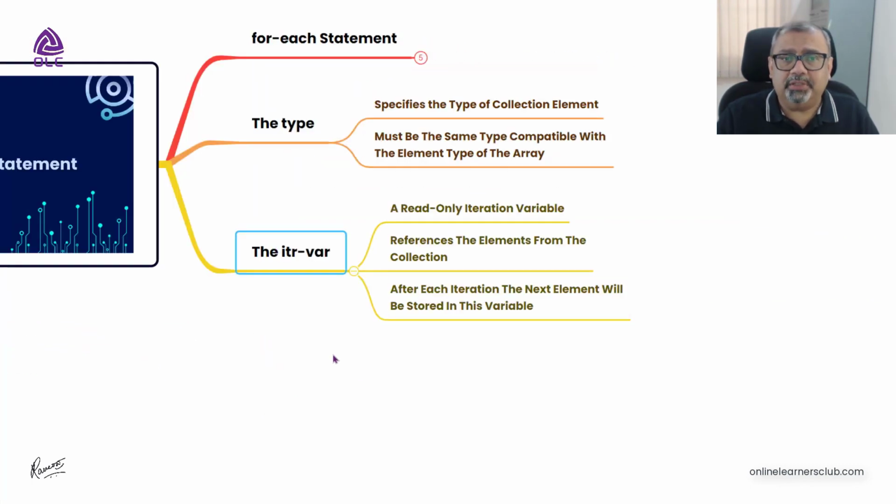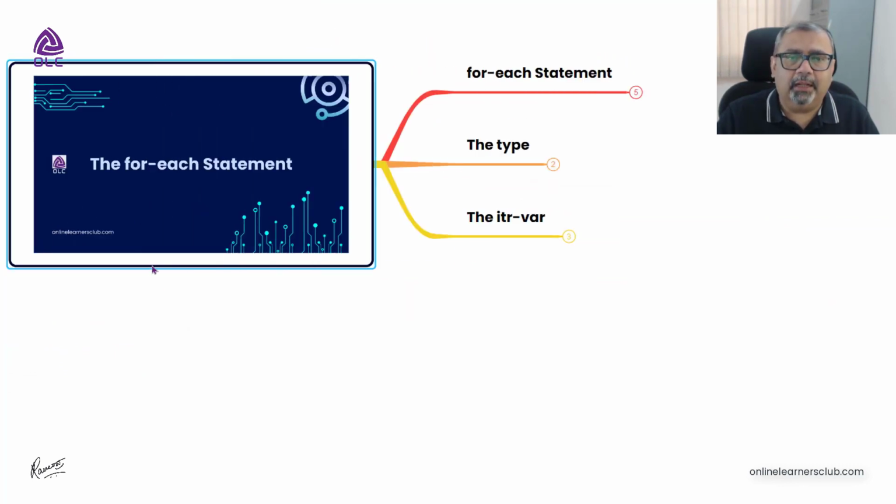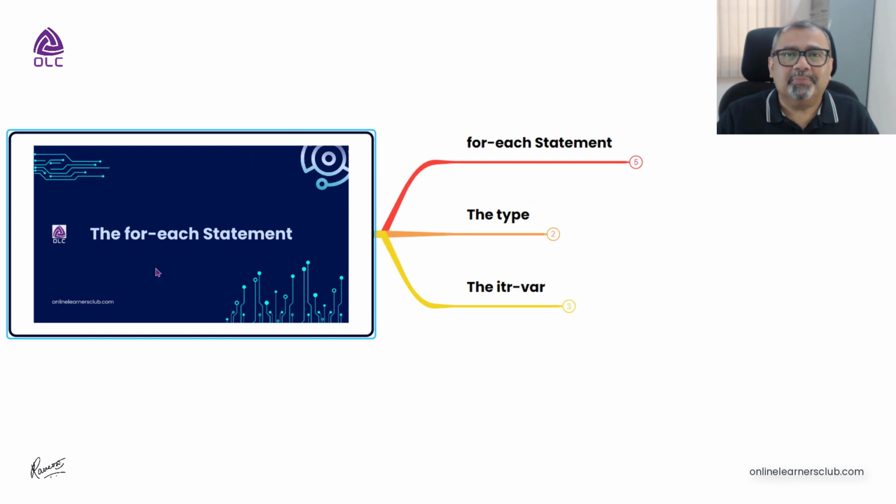So this is about the for each statement that we have in Java. In the next chapter, we will do some hands-on exercises for iteration statements, where we will implement some new logic with these statements: while, do while, for and for each. Stay tuned.